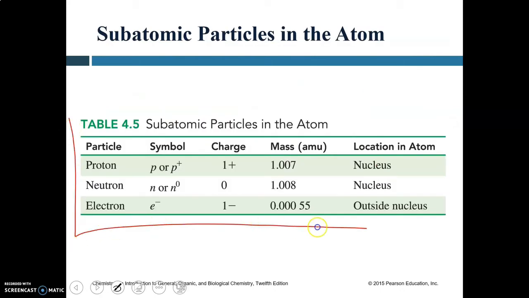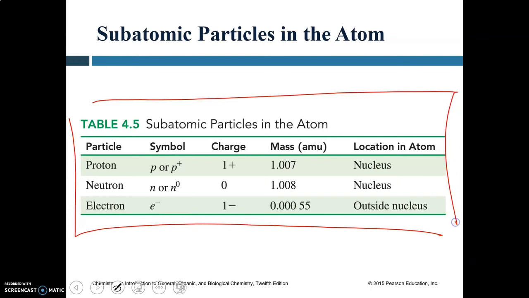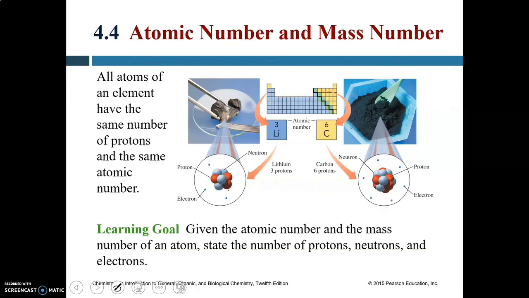Here are the 3 subatomic particles in an atom: a positively charged proton with a mass of essentially 1, a neutron that has no charge and a mass of 1, and an electron with a -1 charge, whose mass is so small, as I mentioned before, that we're not going to take it into consideration.